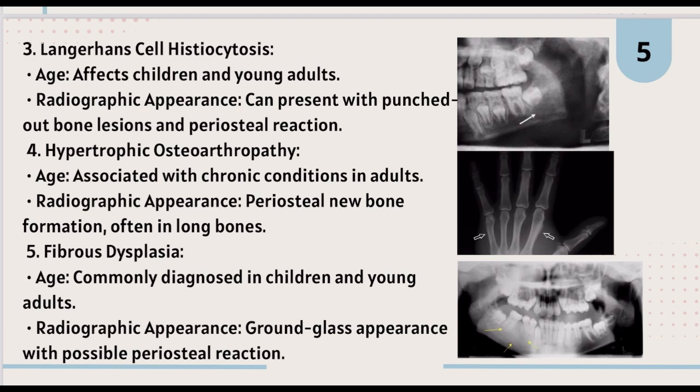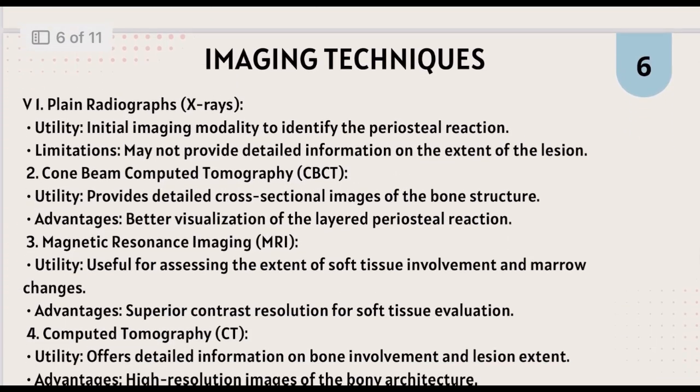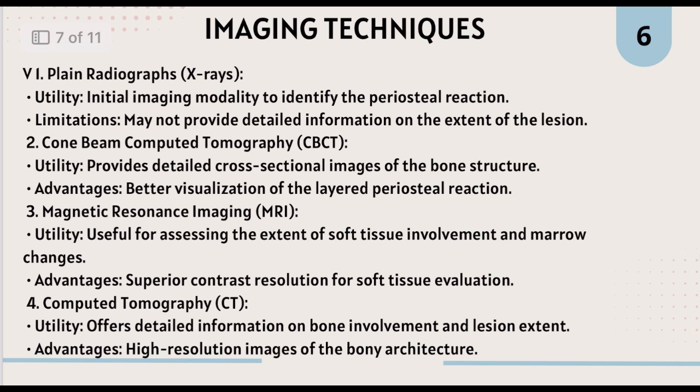Imaging techniques: plain radiographs, CBCT, MRI, and CT scans can be used. Plain radiographs do not provide detailed information on the extent of the lesion. So we use CBCT. This provides a detailed and cross-sectional image of the bone structure. Next is MRI and CT. CT tells you about the extent of the lesion and gives a high resolution image of the structure.